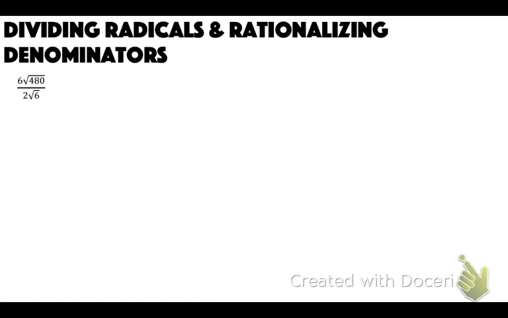Okay, dividing radicals and rationalizing denominators. So rationalizing means that we're just getting radicals out of the denominator. Radicals, we don't like radicals in the denominator, and we don't like imaginaries or complex numbers and negatives. Okay, those are the three things we always kind of want to rationalize and get out of that denominator.